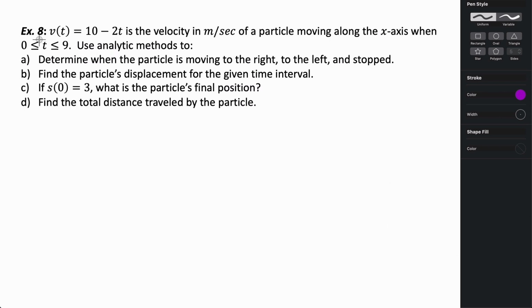Okay, so in this example, we are given the velocity function in meters per second of a particle moving along the x-axis for time between 0 and 9 seconds. We want to use analytic methods to evaluate the following things. So A, we want to determine when the particle is moving right, left, and is stopped. We want to find the particle's displacement. So that's just that integral we were looking at. This is saying if s of 0 is 3, so that's the initial value there, what is the particle's final position? And then what's the total distance traveled? So we'll talk about those things here in just a second.